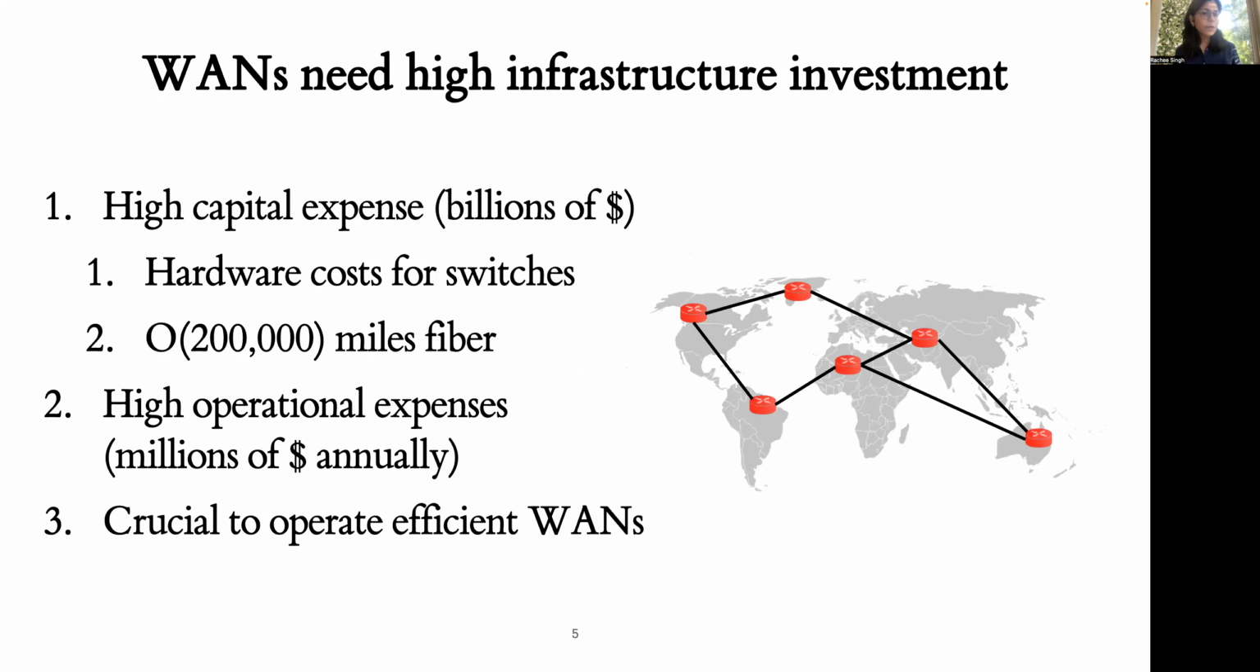But all of these different types of WANs have something in common. They all need high infrastructural investment. This includes billions of dollars of capital expenses on electrical and optical equipment, fiber connectivity, etc. Moreover, managing these WANs can cost millions of dollars annually. So due to how important and expensive they are, it is crucial to operate wide area networks efficiently.